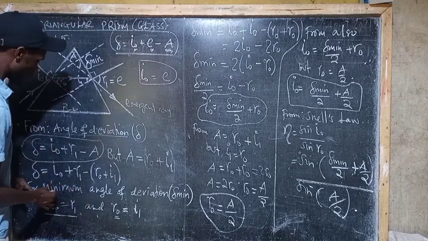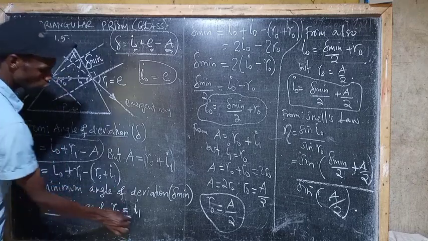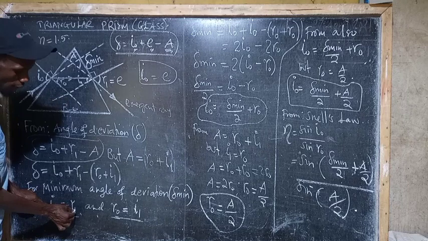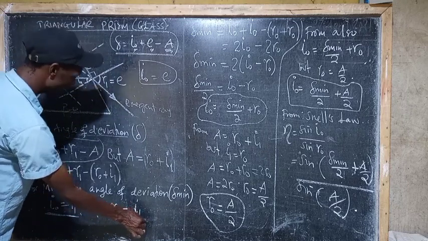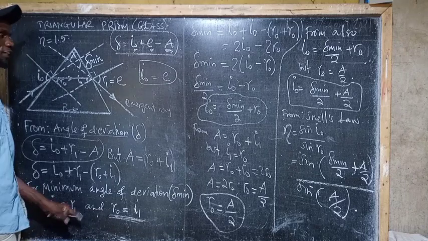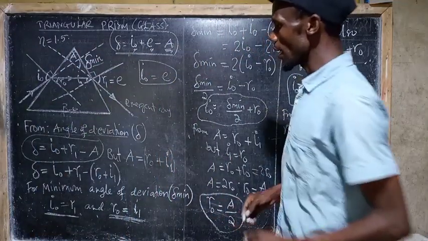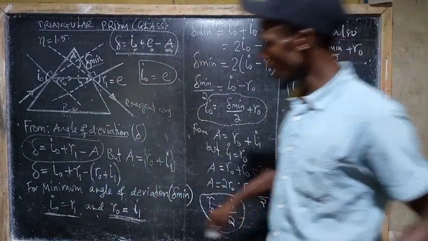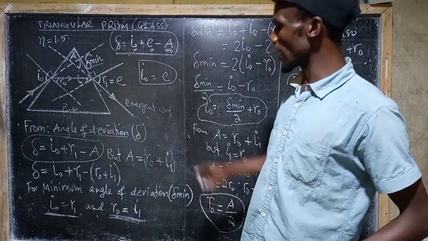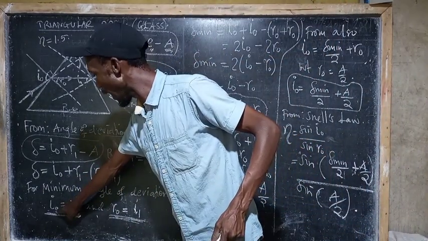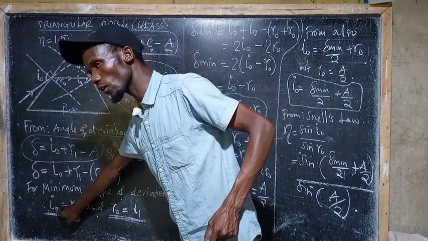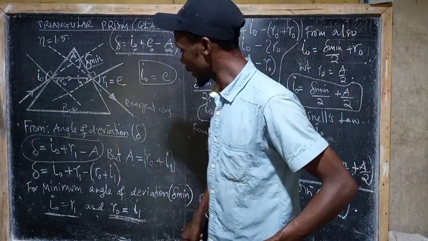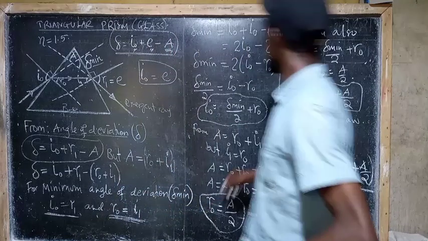Maana yake ni kwamba sasa for the minimum angle of deviation kinachotokea ni hiki hapa. Kwamba I0 sawa sawa na R1 na R0 sawa sawa na I1. Kwa hiyo hapa pointi ni za muhimu sana. Sasa kwa sheria hiyo ni rahisi tu kusema kwamba nikija kwenye equation yangu hii hapa, palipo na R1 mimi naweka I0 hapa, na palipo na I1 nitaweka R0 hapa, na ndipo sasa inaonekana hivi.